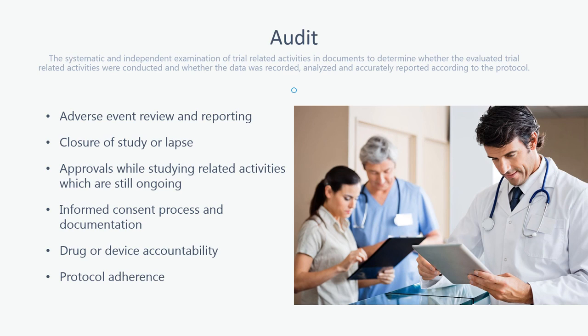Auditing is the systematic and independent examination of trial-related activities and documents to determine whether the evaluated trial-related activities were conducted and whether the data was recorded, analyzed and accurately reported according to the protocol. The most cited clinical trial areas during audits include adverse event review and reporting, closure of study or lapse in approvals while study-related activities are still ongoing, informed consent process and documentation, drug or device accountability, and protocol adherence.